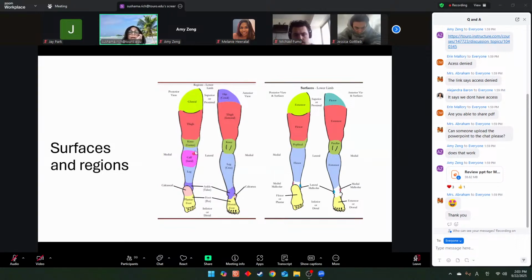And this is the back of the knee. The back of the knee, of course, is called the popliteal fossa. This is the anterior portion of the leg. This is the posterior portion of the leg. This is the dorsum of the foot. This is the plantar surface of the foot. So these are the different surfaces and these are the different compartments.